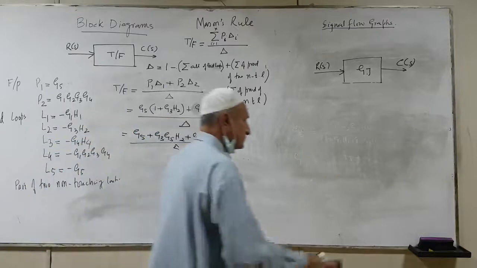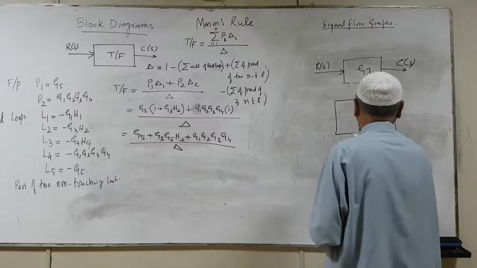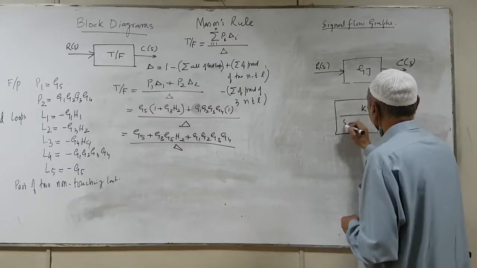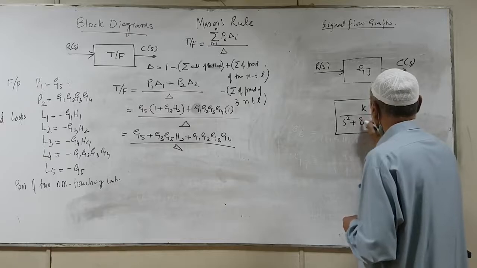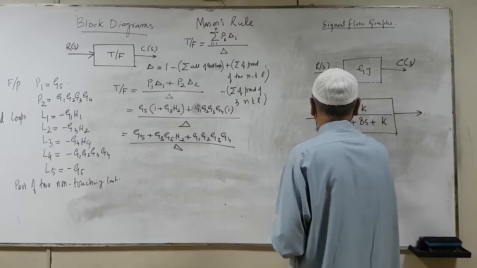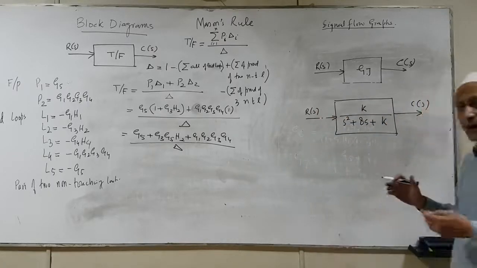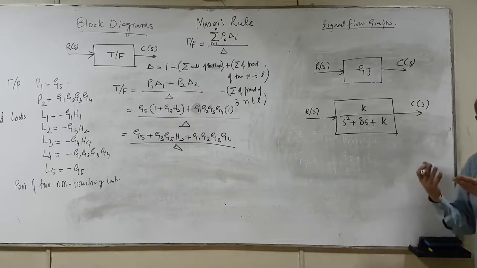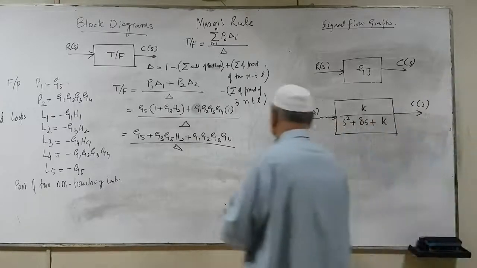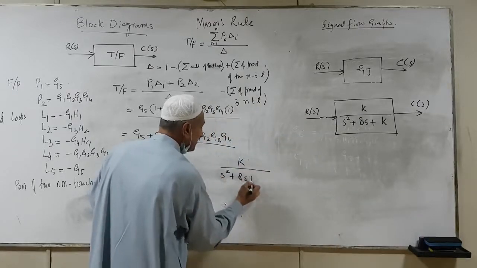For example, you are given a transfer function in a single block. This is the transfer function, let's say K divided by s squared plus 8s plus K. This is a second order system. Let's take a simple second order system, and we have a single block, and you are asked to convert this into an equivalent unity feedback block. So what you do, you consider this one. This is the transfer function given to you in the block.